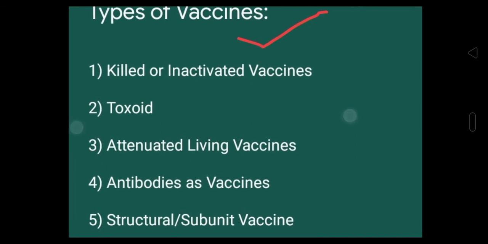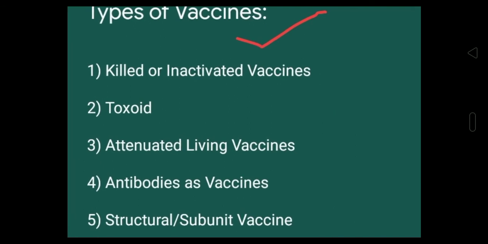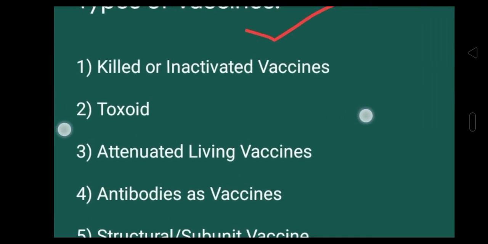And toxoid. Toxoid vaccine. In toxoid vaccine, what happens is the toxic property or the pathogenic property of a particular virus or bacteria is cut off, so that it won't infect the patient when it is injected into the body. So this is the concept for toxoid vaccine here.